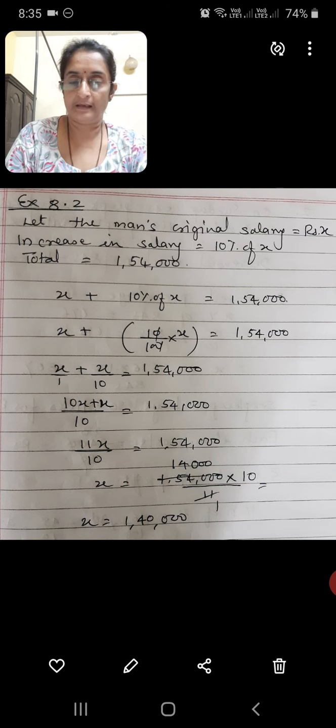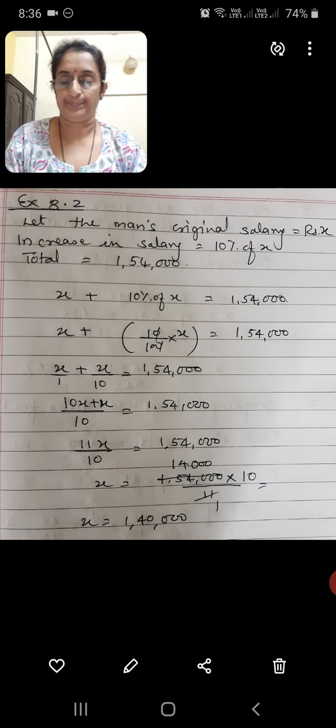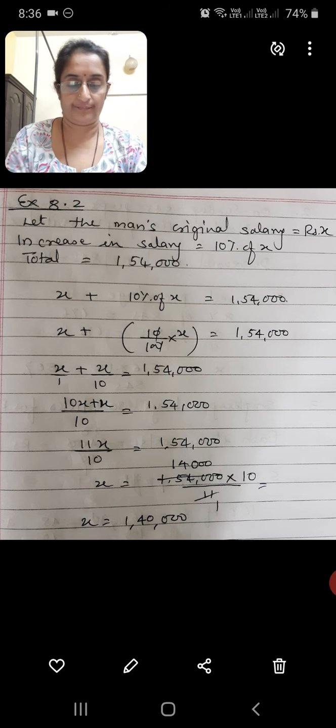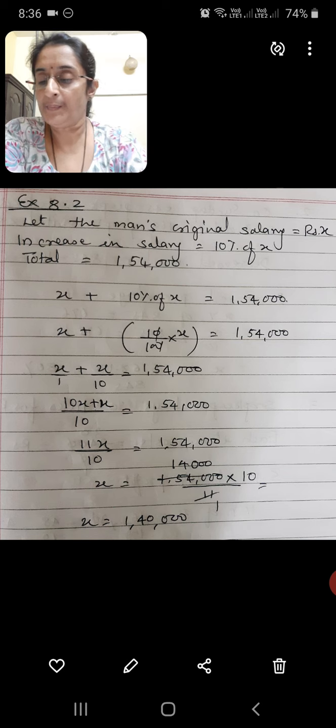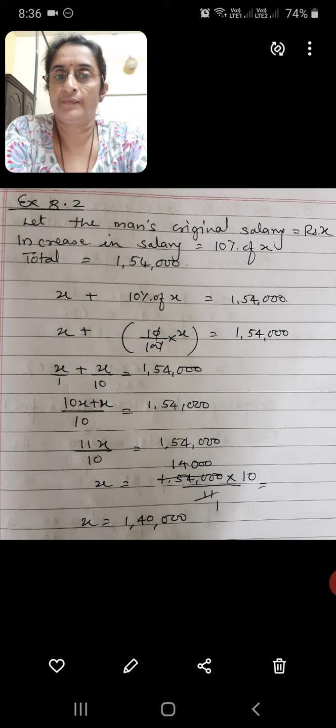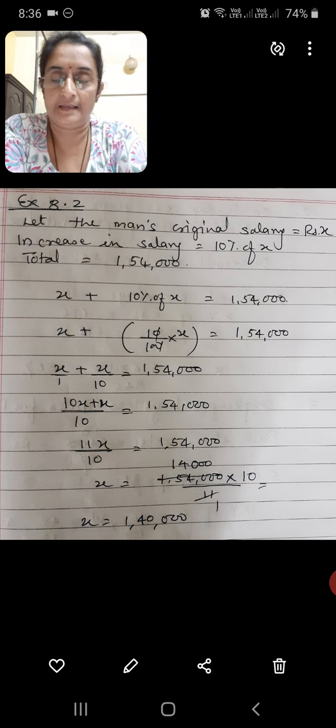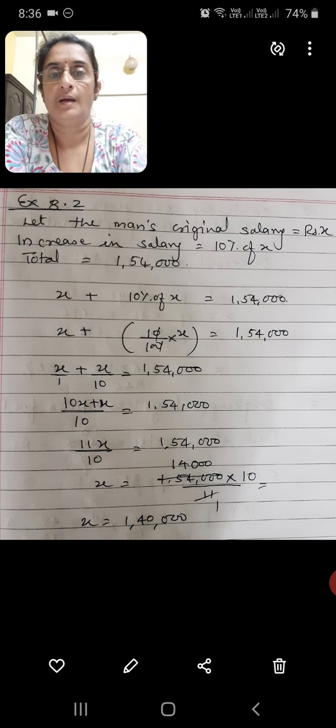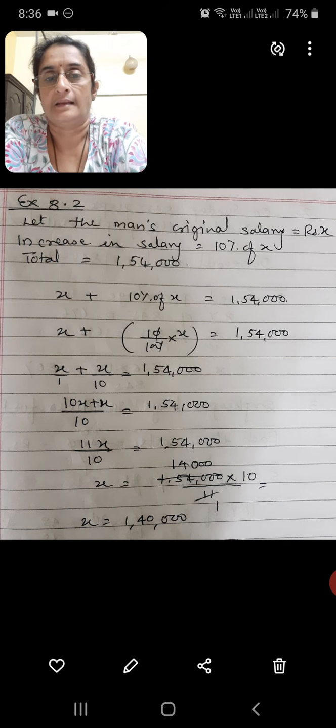So in the first question of this exercise, the question is like this, children. A man got 10% increase in his salary. If his new salary is 1,54,000, find his original salary. So what is given here? A man's original salary is not given, but it is increased by 10%, and after increasing he will get 1,54,000. So what was his original salary is the question.